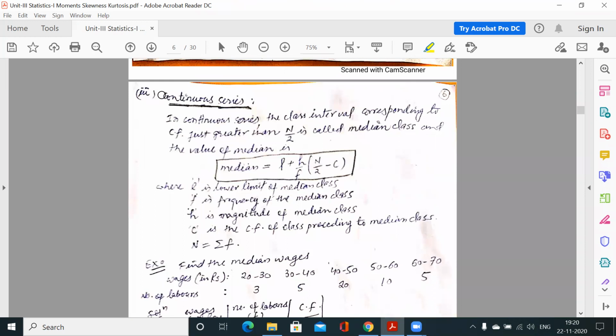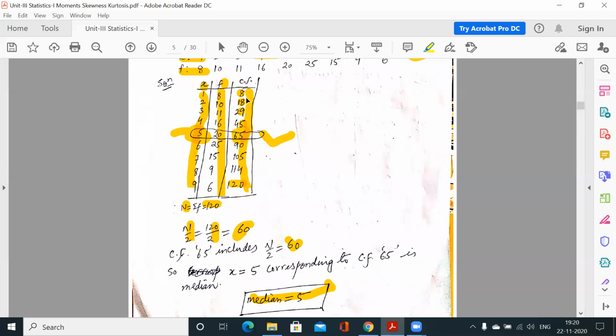Now the continuous series. There is no difference in the process. Actually, you have to follow the same steps. This is x, this is f, because for a continuous series we have x values as intervals. We calculate the cumulative frequency and N by 2 again. Now we see which cumulative frequency includes this N by 2 value. But what is the difference at the end? The x values corresponding to the cumulative frequency which includes N by 2 is our median.